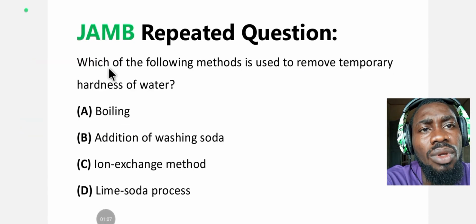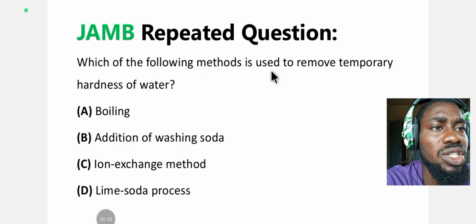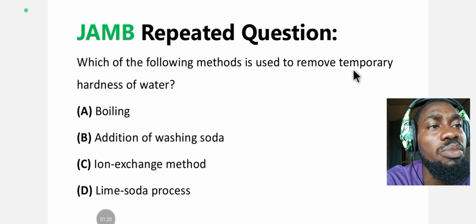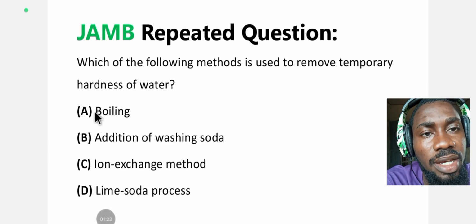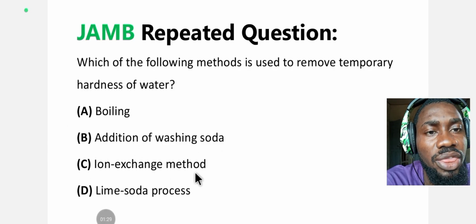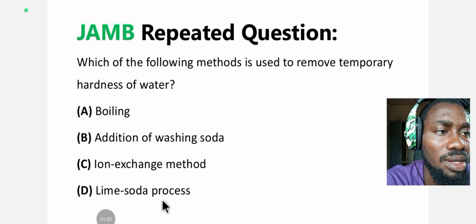JAMB repeated question. The question reads, which of the following methods is used to remove temporary hardness of water? A. Boiling. B. Addition of washing soda. C. Ion exchange method. D. Lime soda process. What's the answer?